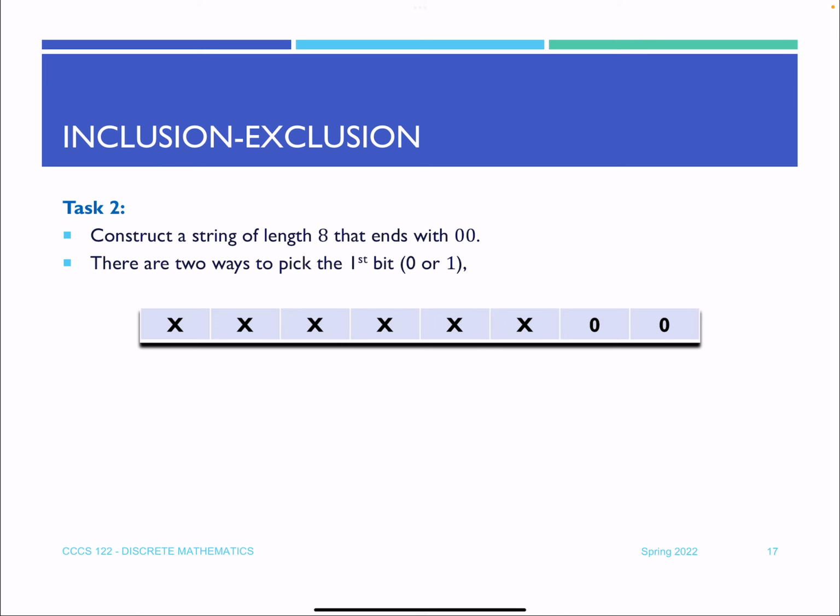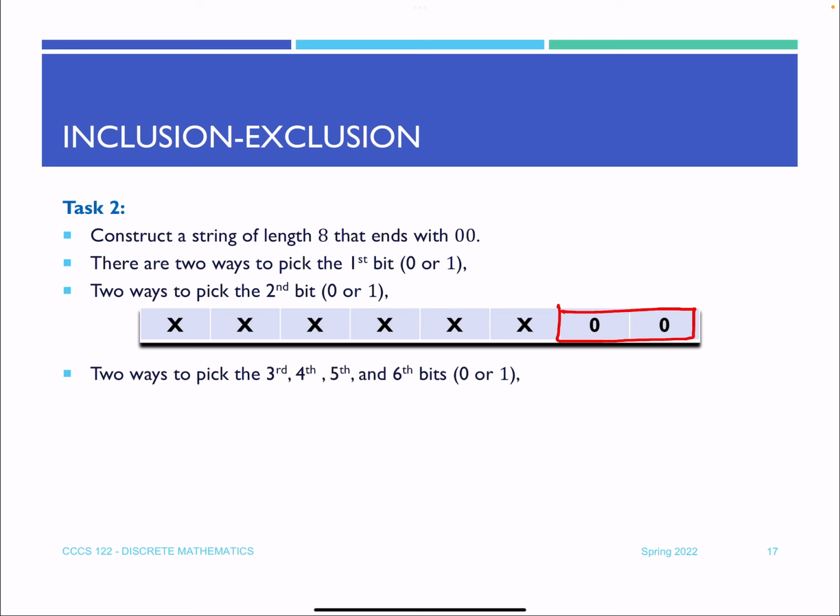Task 2 is to construct a string of length 8 that ends with 0, 0. So over here, the last two bits are fixed at 0, 0. But there are two ways to pick the first, second, third, fourth, fifth, and sixth bits. Only one way to pick the seventh bit, and only one way to pick the last, eighth bit.